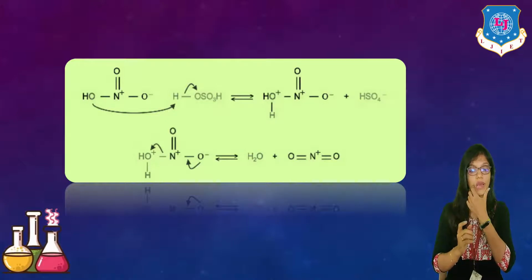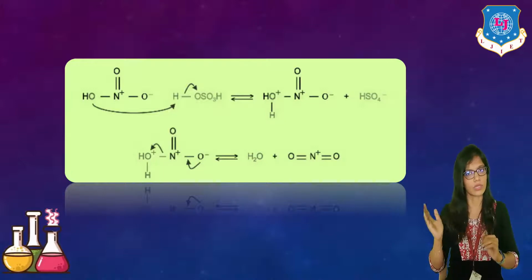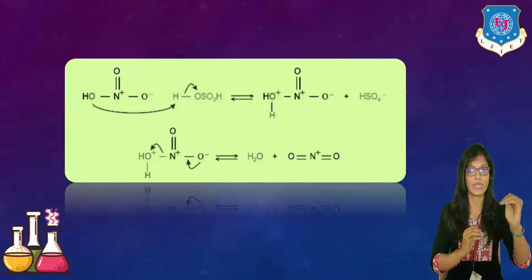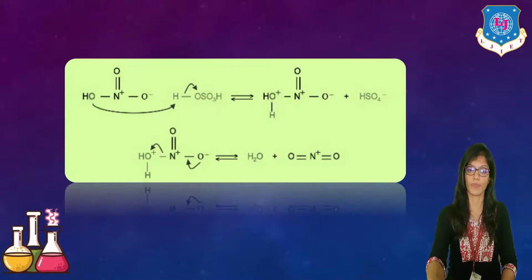In this manner, you will get H2O. That H2O will be removed from one part and NO2 plus remains on the other part. So HNO3 is converted into an activated form, which is NO2 plus, but using what? Using concentrated H2SO4. In this manner you can understand how it goes and how it converts itself into its own activated form.